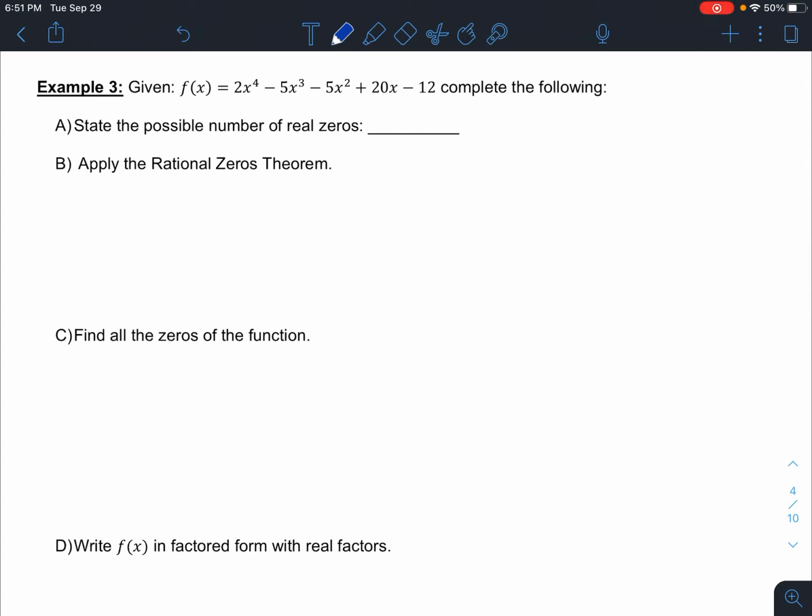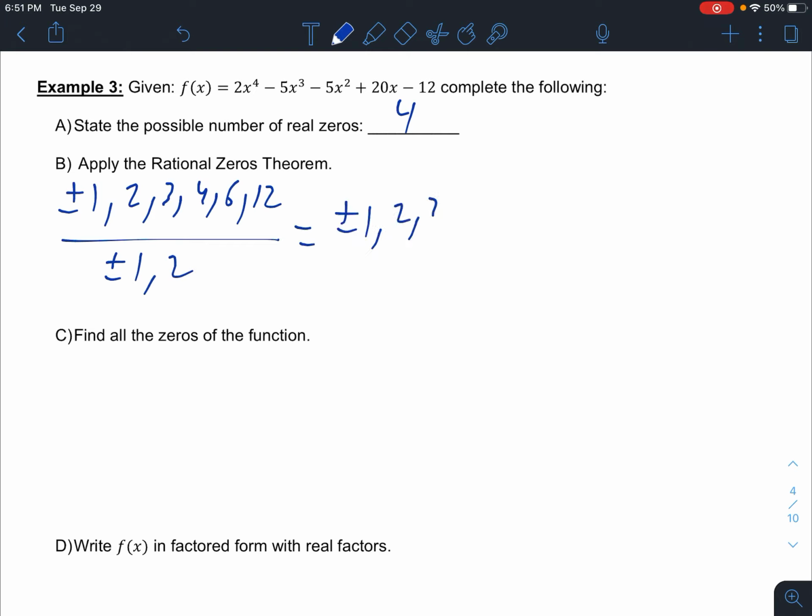Number 3. The degree here is 4. And our possibilities would be 1, 2, 3, 4, 6, and 12 over 1 and 2. So lots of possibilities here. So 1 over 1, 2 over 1, 3 over 1, 4 over 1, 6 over 1, 12 over 1. And then also 1 over 2, 2 over 2 we already got because that's 1. 3 over 2, 4 over 2 we got because that's 2. And 6 over 2 is 3. And 12 over 2 is 6. So we're good.